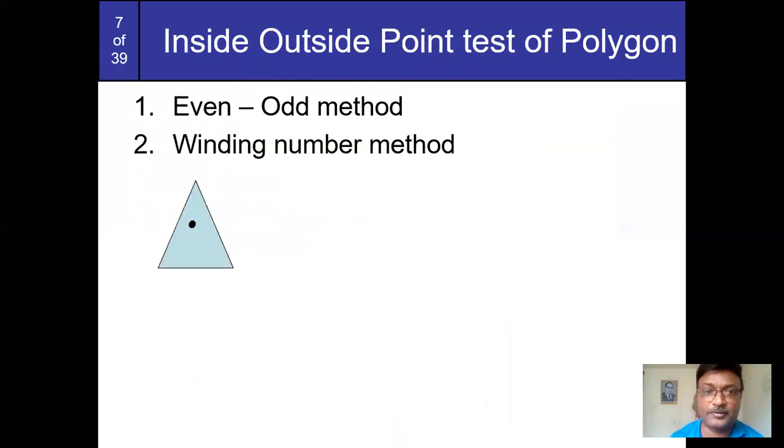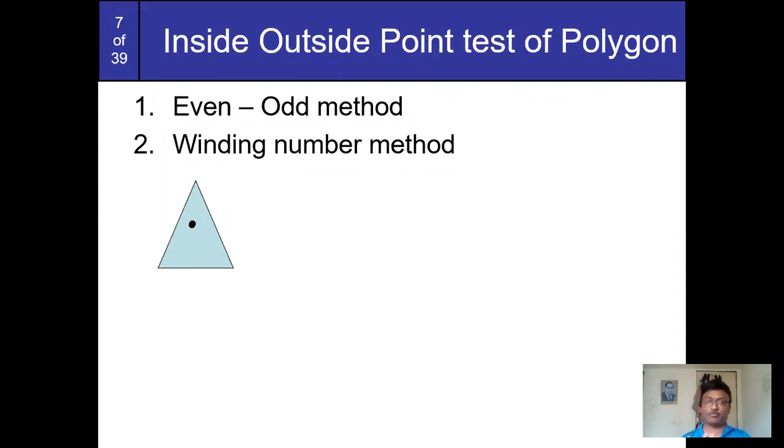Now, what is our next point? You have to test whether the point is inside the polygon or outside the polygon. For testing this, there are two methods. The first method is the even odd method, and the second is the winding number method. Suppose I have considered one polygon and one point, and I have to check it by using a programming way.